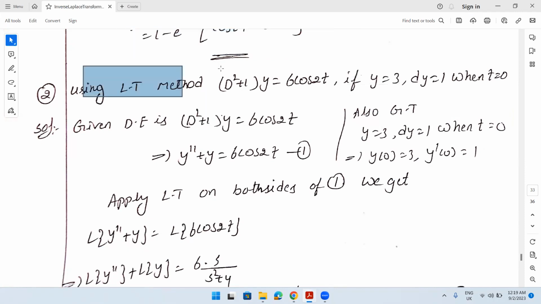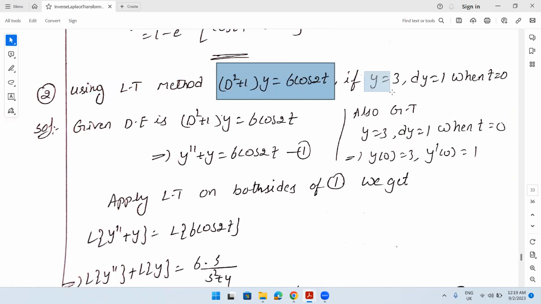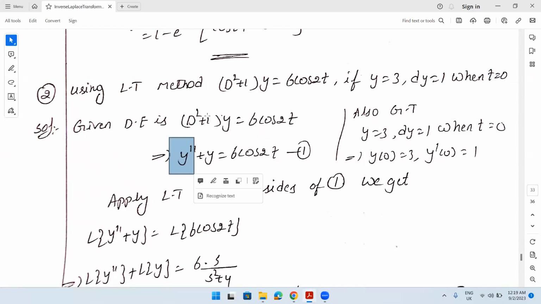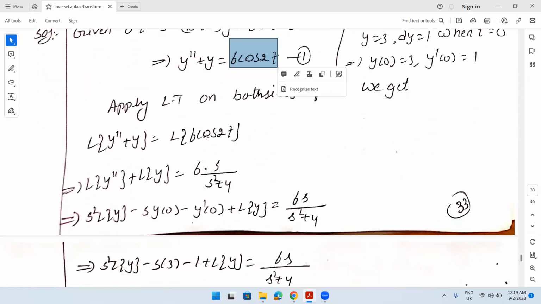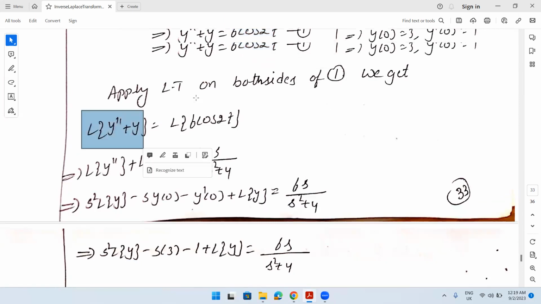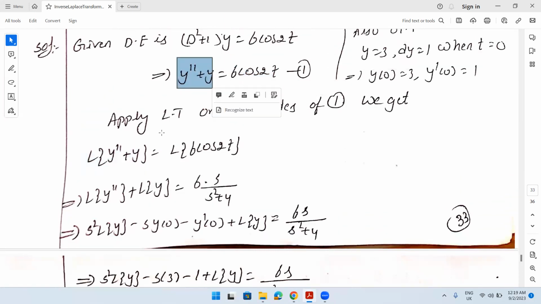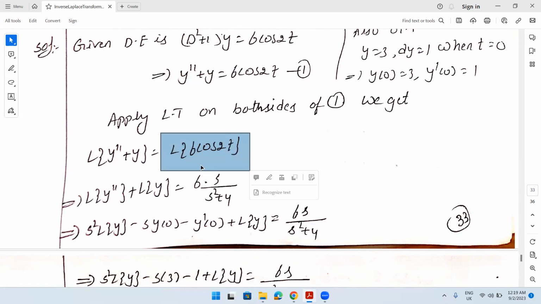Using the Laplace transform method, solve (D square plus 1) y is equal to 6 cos 2t, with conditions y of 0 is 3 and y dash of 0 is 1 when t is equal to 0. D square we write as y double dash, so y double dash plus y is equal to 6 cos 2t. Now, what is the first step? Apply Laplace transform: L of y double dash plus y equals L of 6 cos 2t.